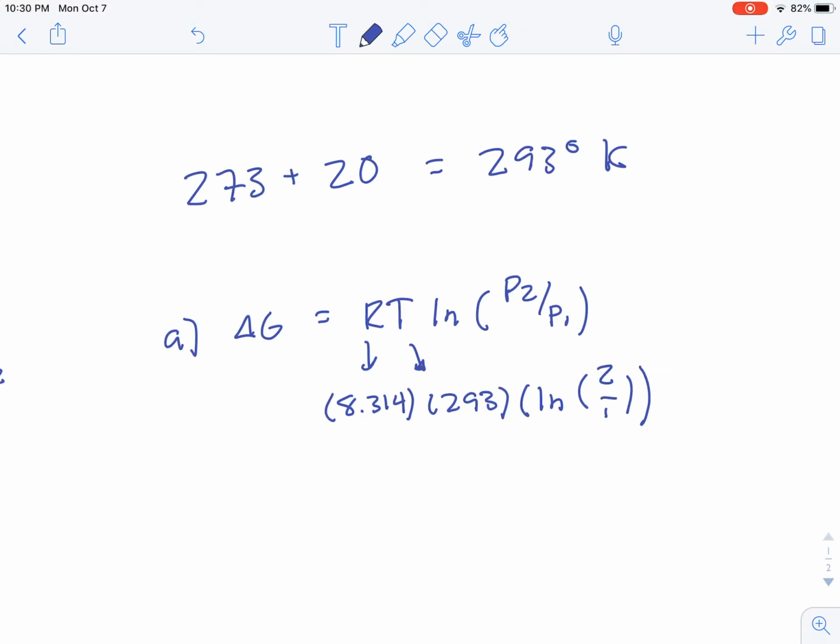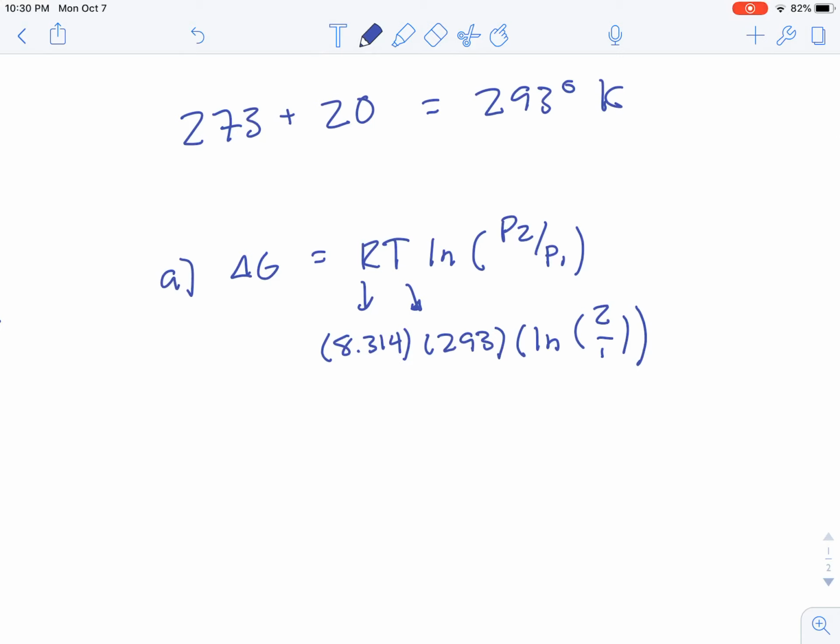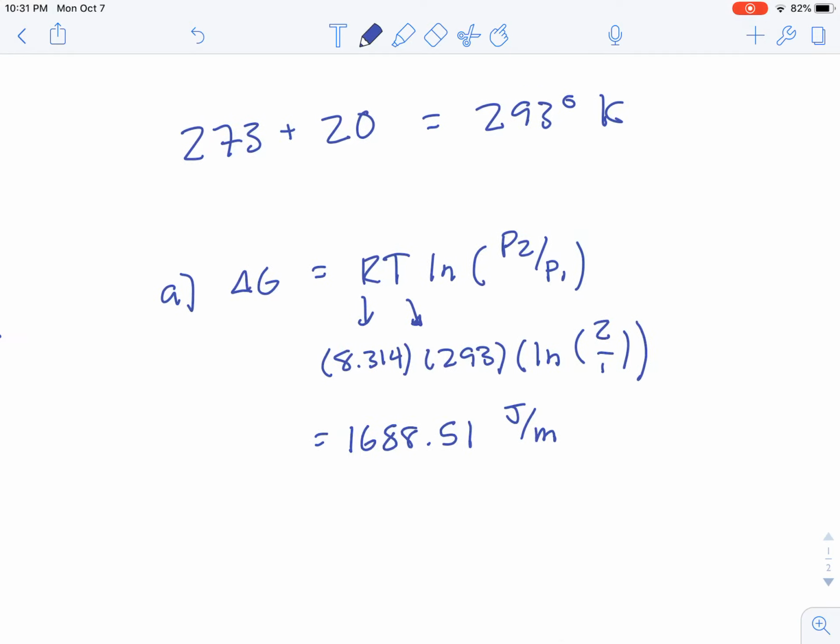From here on out, it's a really straightforward calculation, so let's plug that into our calculator. What I got was 1688.51 joules per mole. You can convert this into kilojoules as well if you'd like, but for now I'm going to leave this in joules. And so that's our answer for part A.